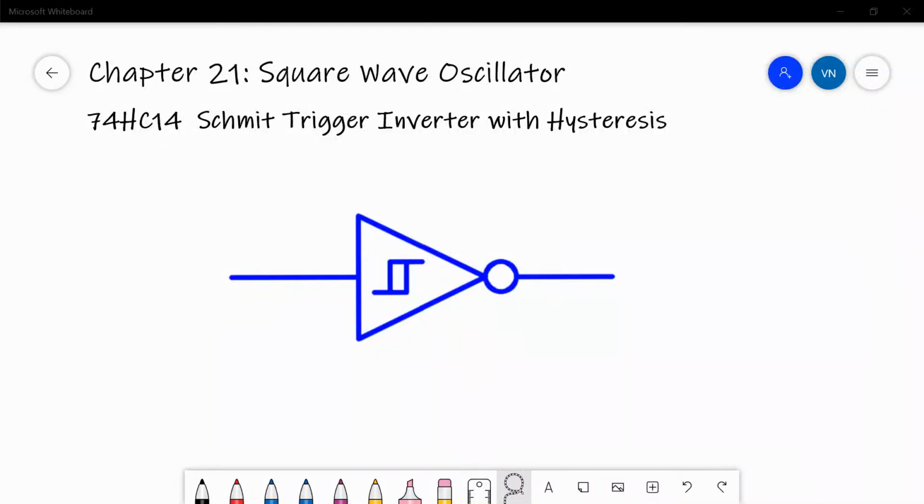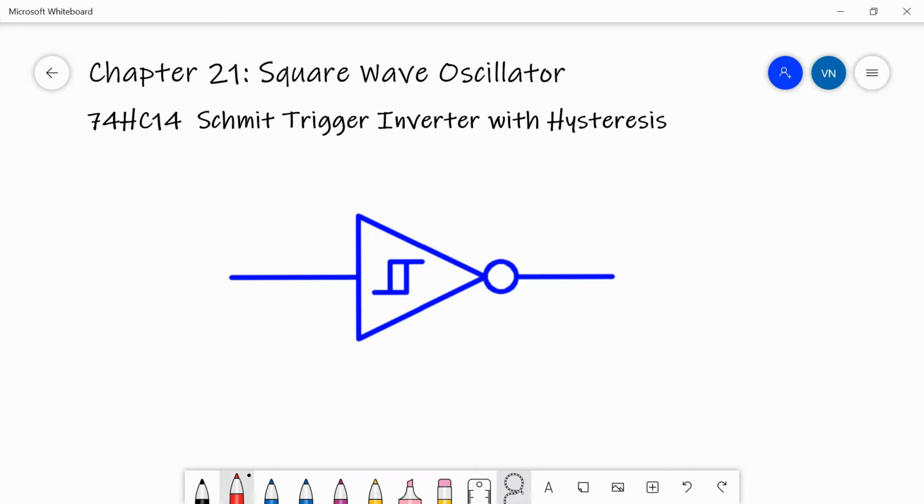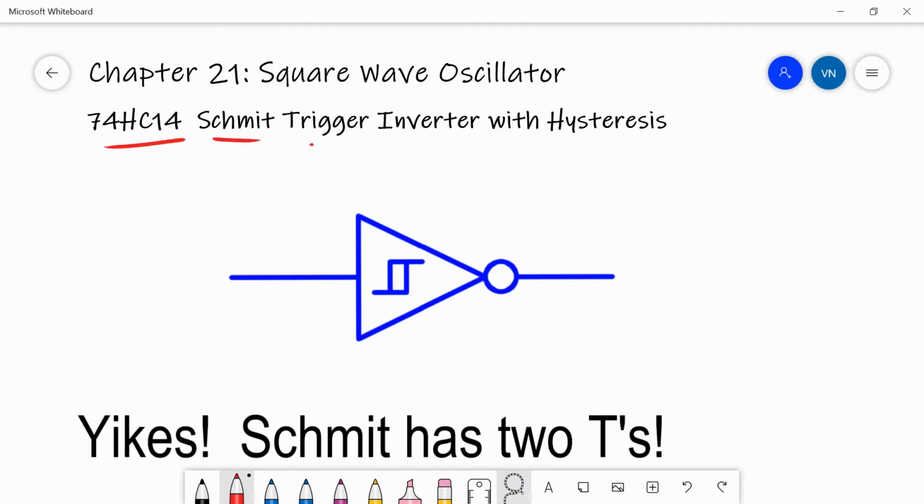Chapter 21 is about oscillators, and I think the easiest way to get started in oscillators is to think about square wave oscillators. And the easiest one of those is built using a simple inverter. So the 74HC14 is a Schmitt trigger inverter with hysteresis.